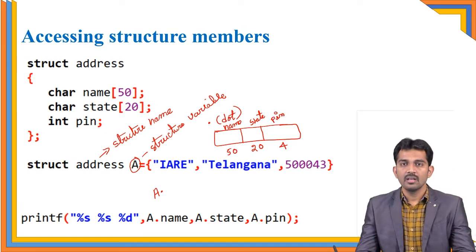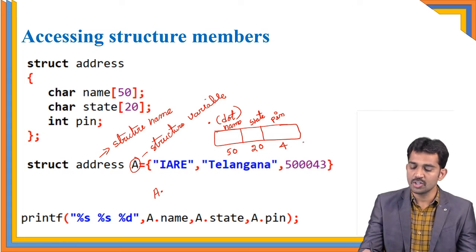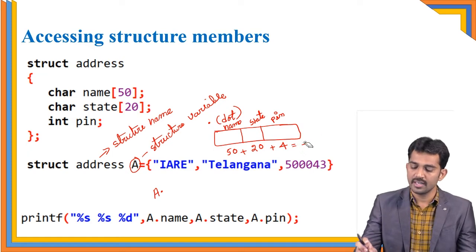Right? So what is the size of the structure? If you observe the size of the structure, what is the total size? 50 plus 20 plus 4. Totally, it is 74. Size of the structure is 74. Right? 74.